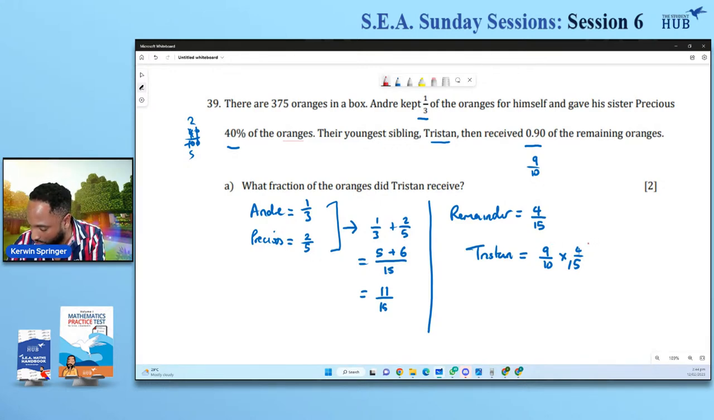So what can we do about this now? 3 into this is 1, 3 into this is 5, 2 into this is 1, 2 into this is 5. Guys, I don't know about y'all, but I am getting 6 over 25. Are we getting that? Anybody get that yet?